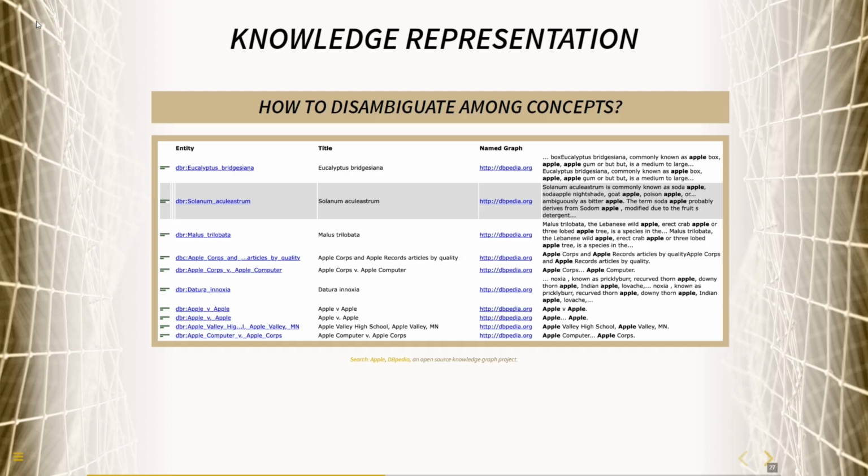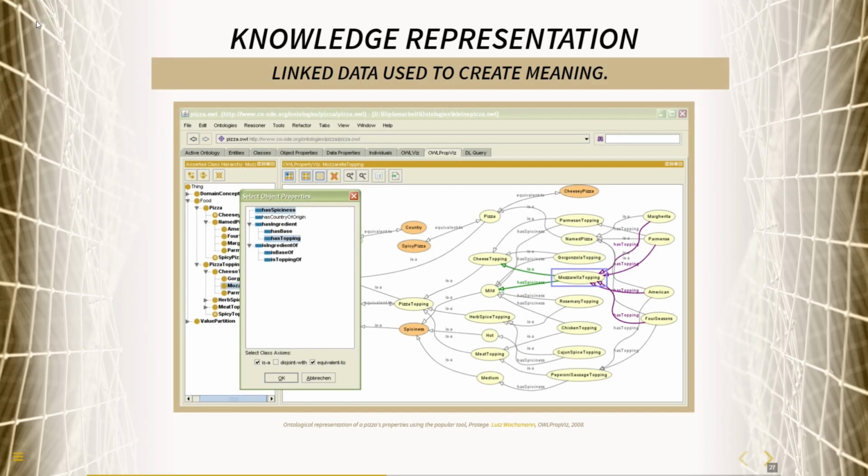So this example actually shows you a snippet from DBpedia, which is an open source knowledge graph project, which tries to represent information that we have collected on Wikipedia in a structured format, right? This means that we're now able to start to actually teach a machine how to disambiguate among concepts like you and I might naturally or intuitively do. This then allows us to start to link different kinds of data to be able to create meaning, right?